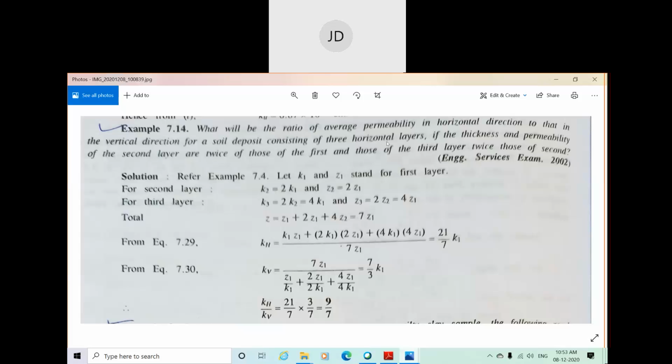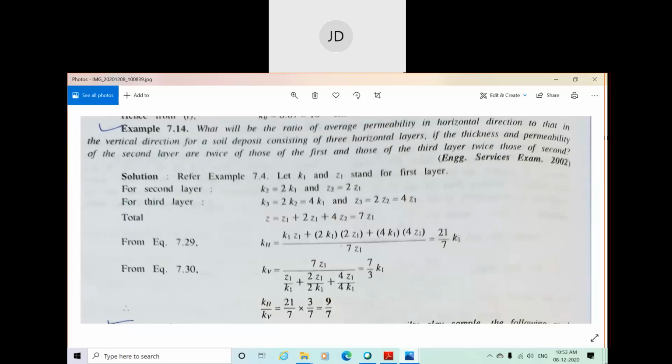Now, consider K1 and Z1 are the coefficient of permeability and thickness of the first layer. Let's say K1 is the coefficient of permeability of the first layer, Z1 is the thickness of the first layer. As given here, the thickness and permeability of the second layer, that is Z2 and K2, are twice those of the first layer. That means you can write K2 equal to twice K1, Z2 equal to twice Z1.